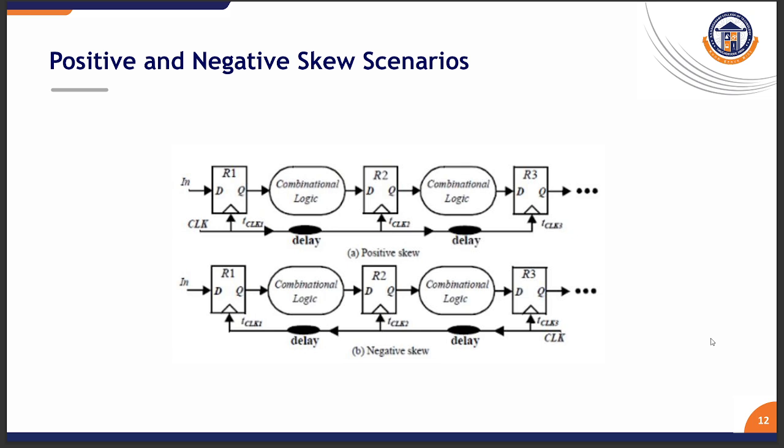So in this picture, we can see the positive and negative skew scenarios. The first picture shows the positive skew and the second picture shows the negative skew. In the positive skew, both the data and the clock travel in the same direction. But in the negative skew, in the second diagram, the data travels from right to left, but the clock travels from left to right. This type of scenario is called negative skew.